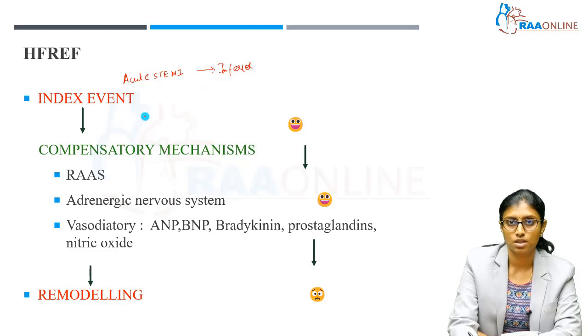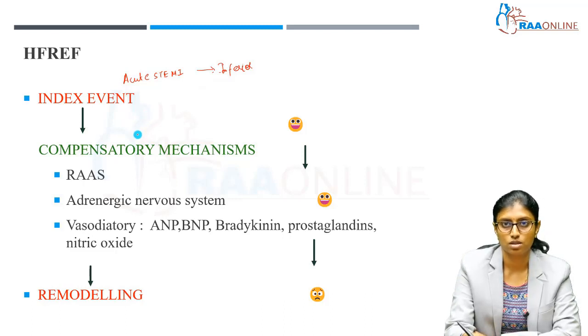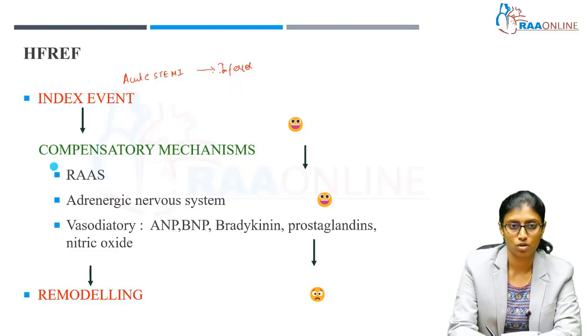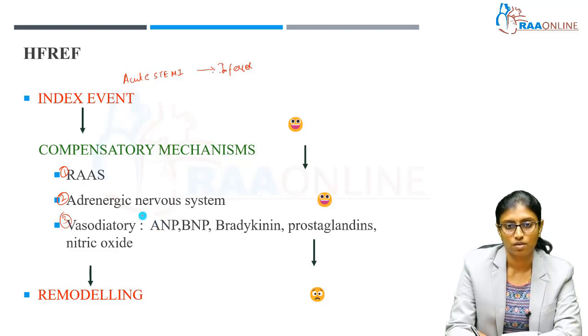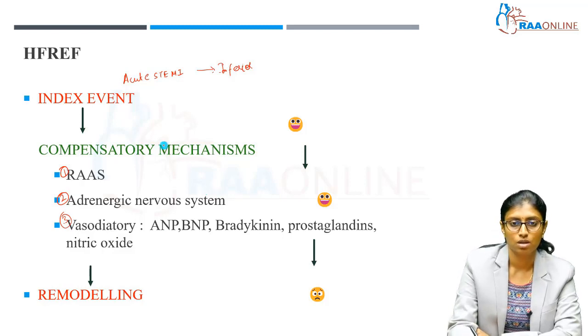So what the body does, though one part of the heart is not contracting properly, the body wants to give sufficient blood supply to all parts of the body. So it activates certain compensatory mechanisms. The first one being the renin-angiotensin-aldosterone system. Then you have the adrenergic nervous system which gets activated. Then certain vasodilatory molecules are released which also cause vasodilatation and hence ensure that sufficient blood supply goes to the vital organs. So how does this RAS system get activated?